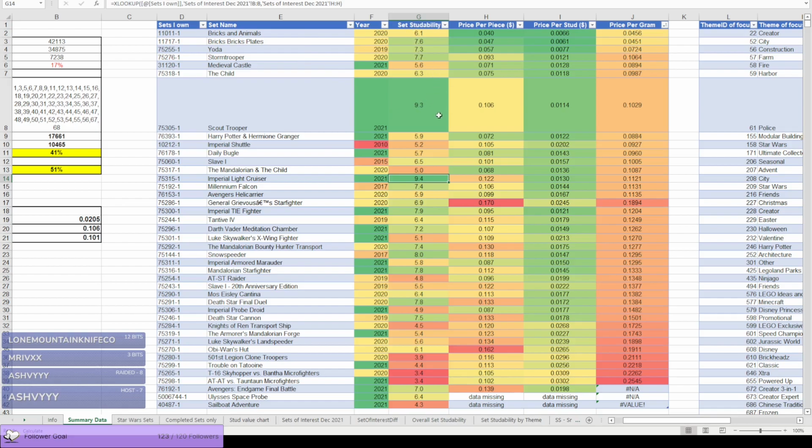The set studability, I can pick out which ones have the best studability. The Scout Trooper helmet, it looks like it's my best one, or actually second best. I just missed the Imperial Light Cruiser, which some might not have considered until they think about it and realize that's a whole bunch of giant plates for that set. Price per gram, none of mine are award-winning price per grams. I think that's the Star Wars curse there a little bit, but price per stud is all over the place.